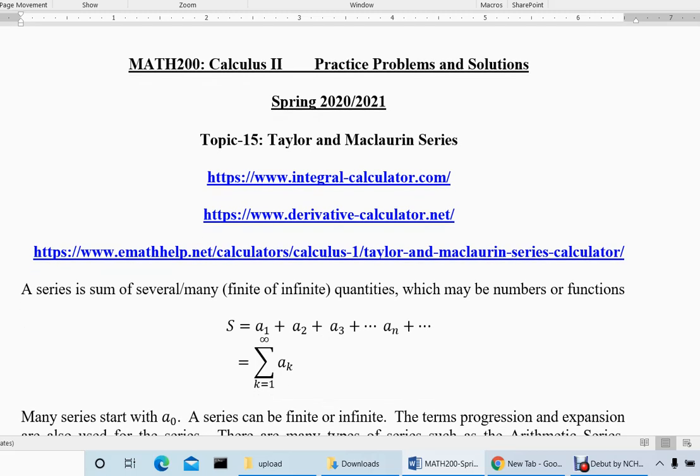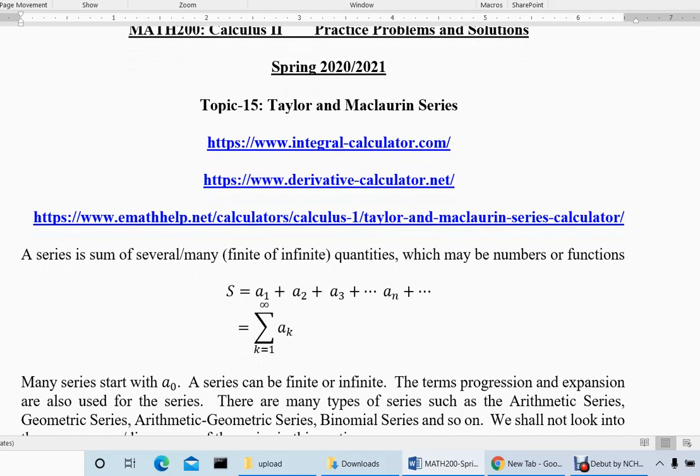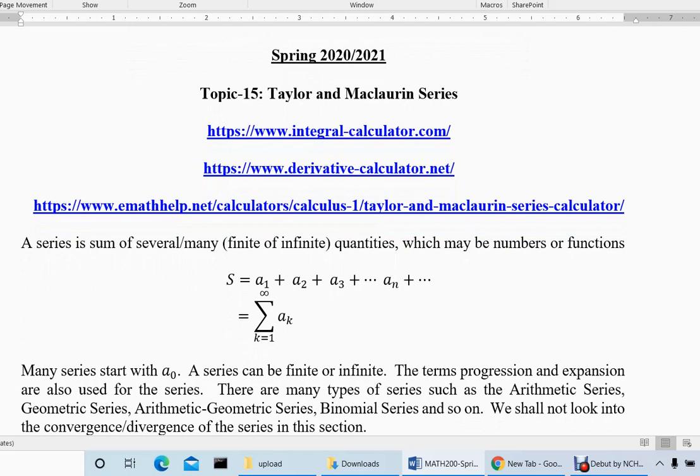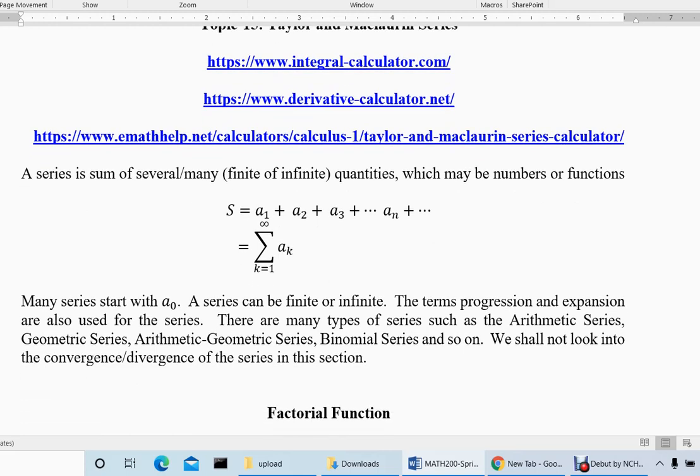In this topic we shall look at Taylor series. Now first let's understand what we mean by series. A series is a sum of several quantities. These quantities can be numbers, or a function, or sometimes a combination of both, and the number of quantities can be finite or infinite, but generally it is a large number. It's not 1 or 2.